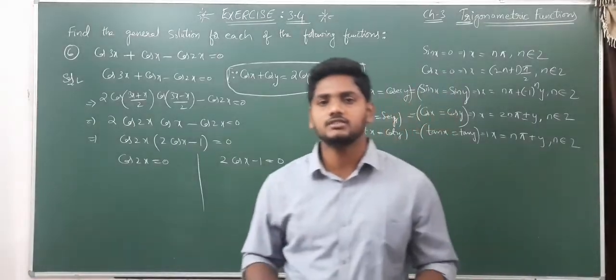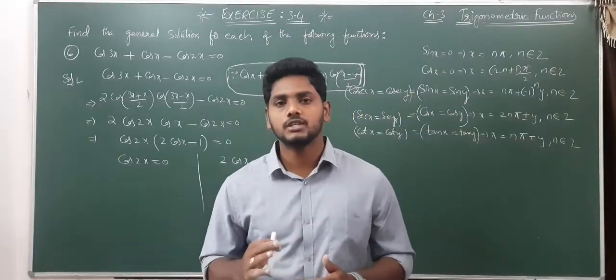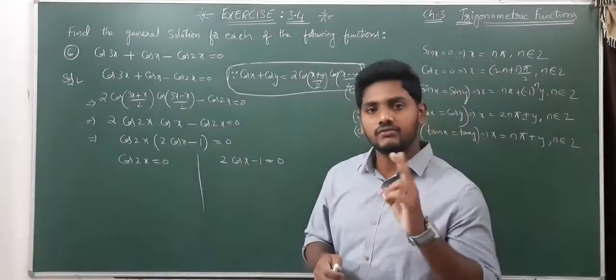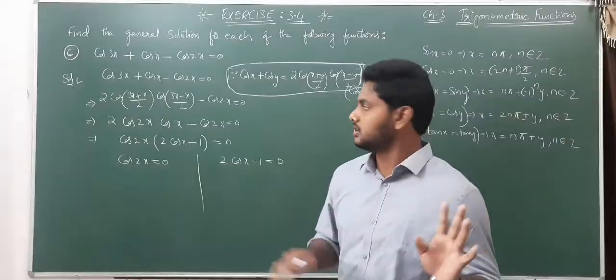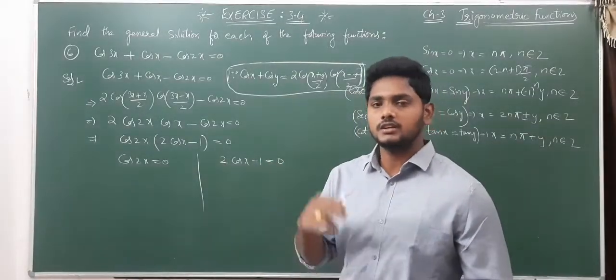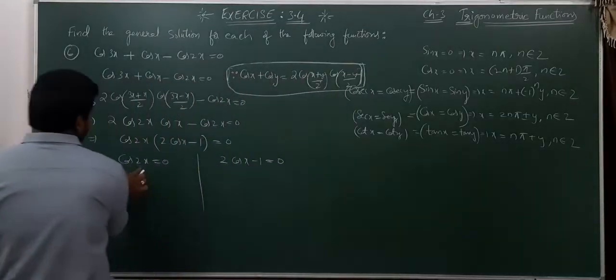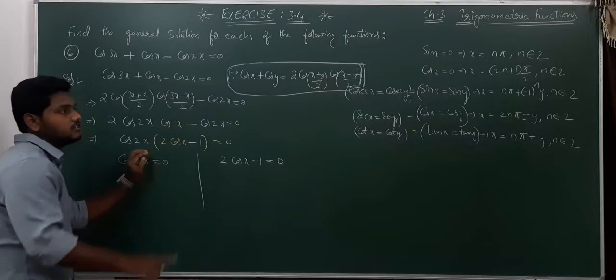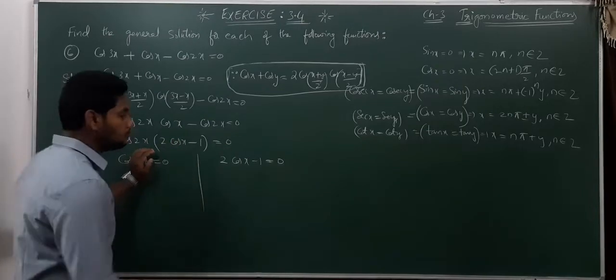Sometimes we will get one general solution, or sometimes we will get two, sometimes three. But when it comes to principal solutions, definitely we should get two, no doubt about it. But general solutions may be one or two or more. So here cos 2x equal to 0. This is in the form of cos x equal to 0. Cos x equal to 0 means x equal to (2n plus 1) into pi by 2.